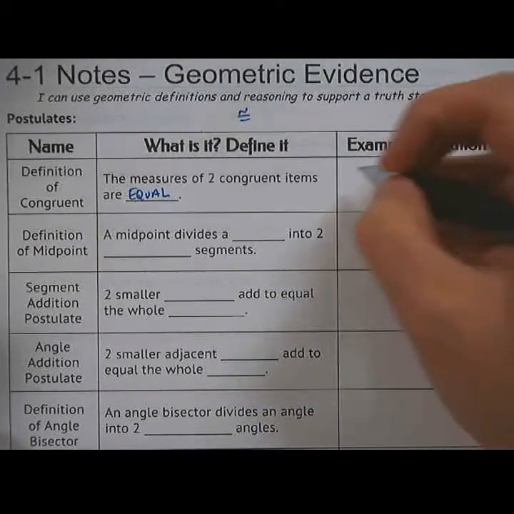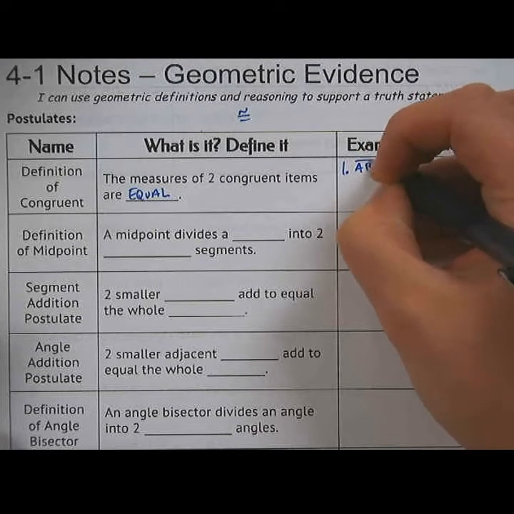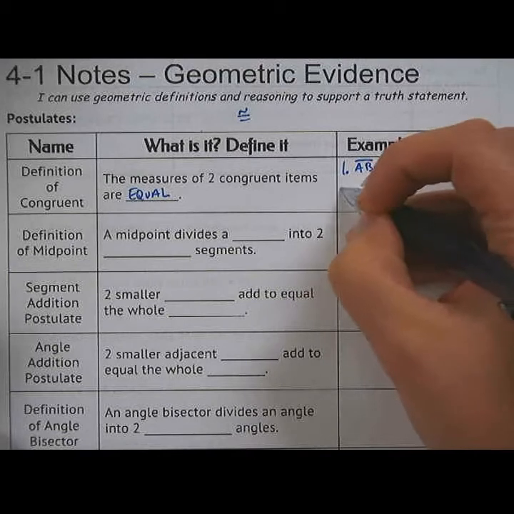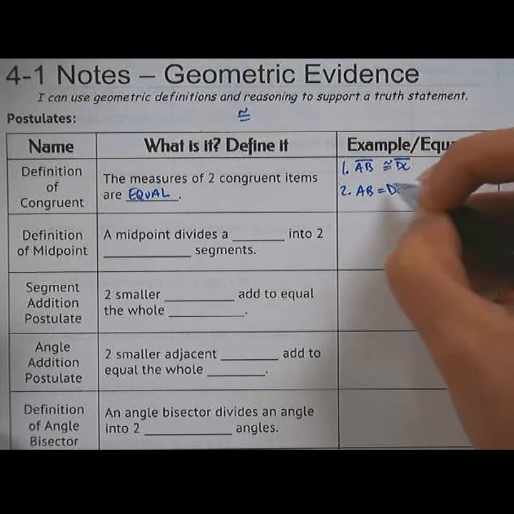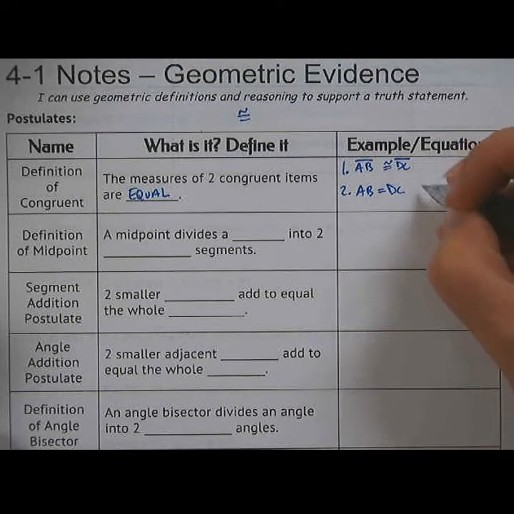So, for example, if you were starting a proof and you had that segment AB is congruent to segment DC, then your next step would probably be that AB equals DC, so that their lengths are the same. So that would just be your reason there for step 2 then would just be definition of congruent.